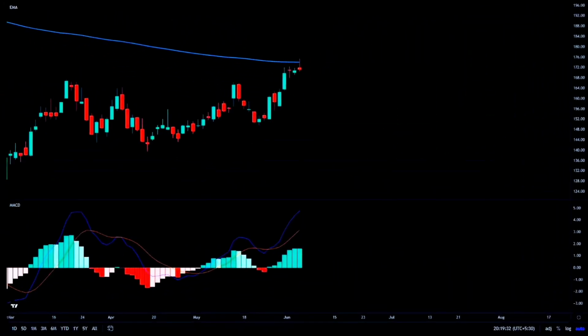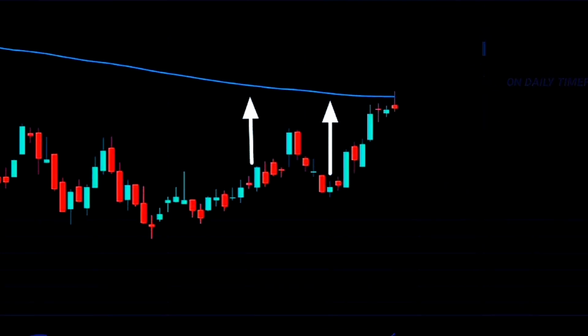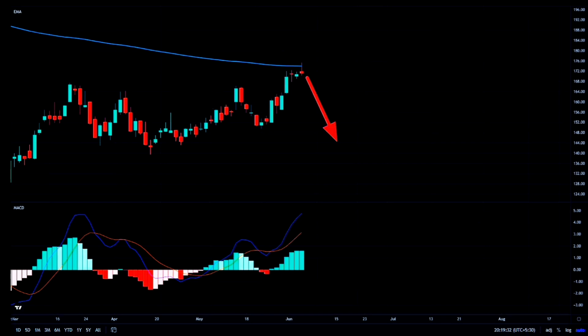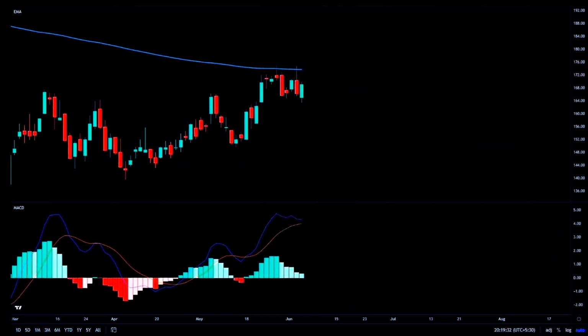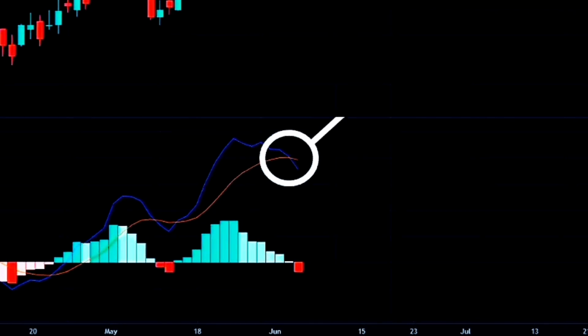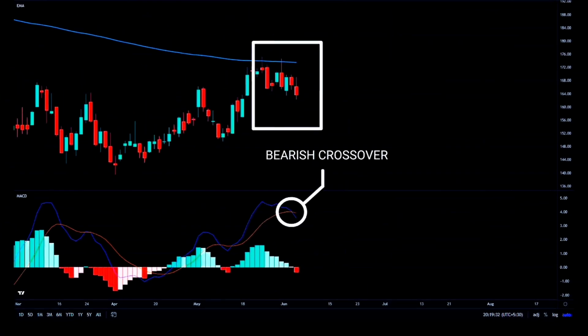Here you can see the moving average is above the price, meaning it is currently acting as resistance. Next, you can see that the stock price has come close to the moving average at this point. From here, the stock price might go down. To confirm, you need to wait for a bearish crossover in the MACD. If a bearish crossover occurs above the zero line in MACD and the stock price is still below the moving average, you can sell here.